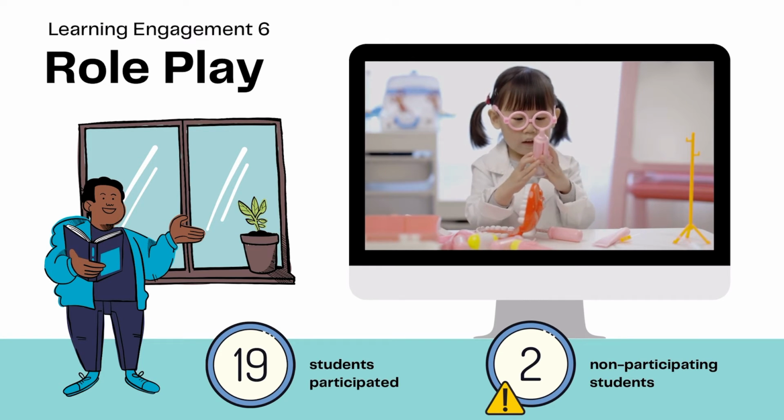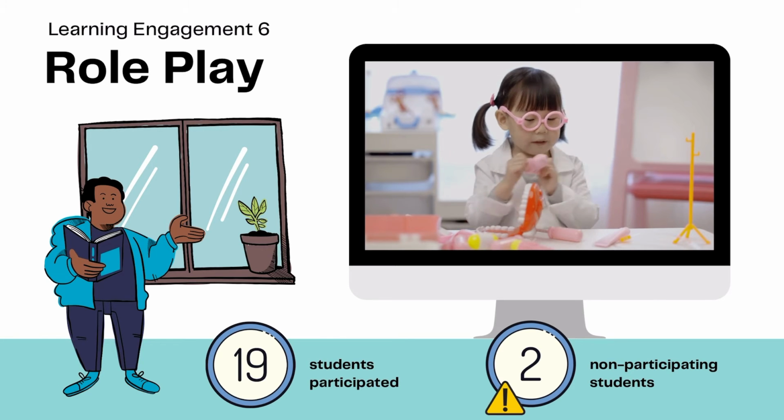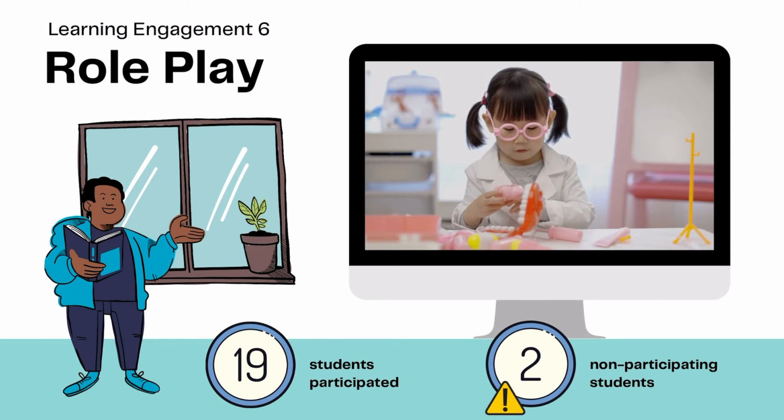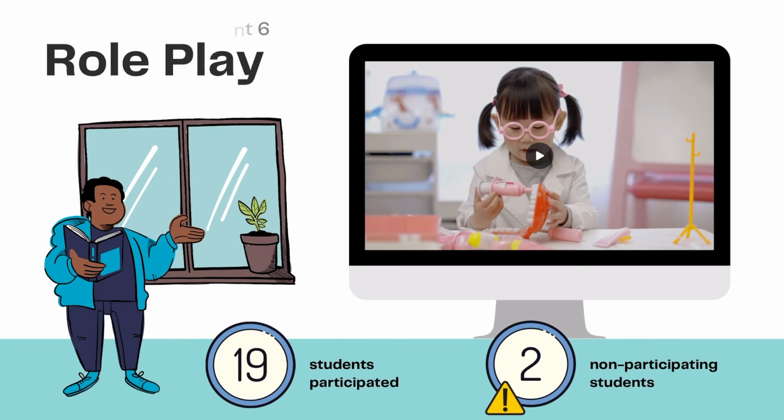Having identified 5 attitudes of a scientist from the previous engagement, they could act out these characteristics, showing how they play out in their daily lives. Through cooperative learning, they had a chance to engage another intelligence from Howard Gardner and apply higher order thinking. It was observed that 19 students actively participated in this activity, with 2 non-participating students.